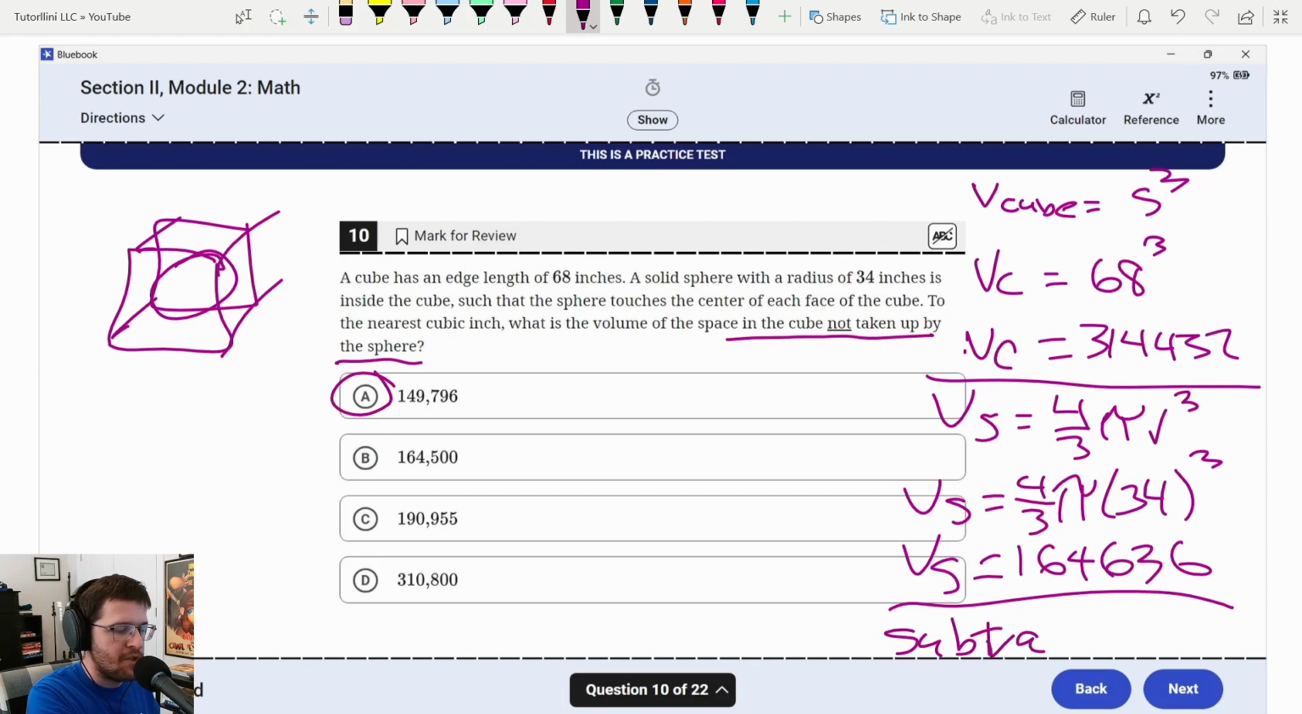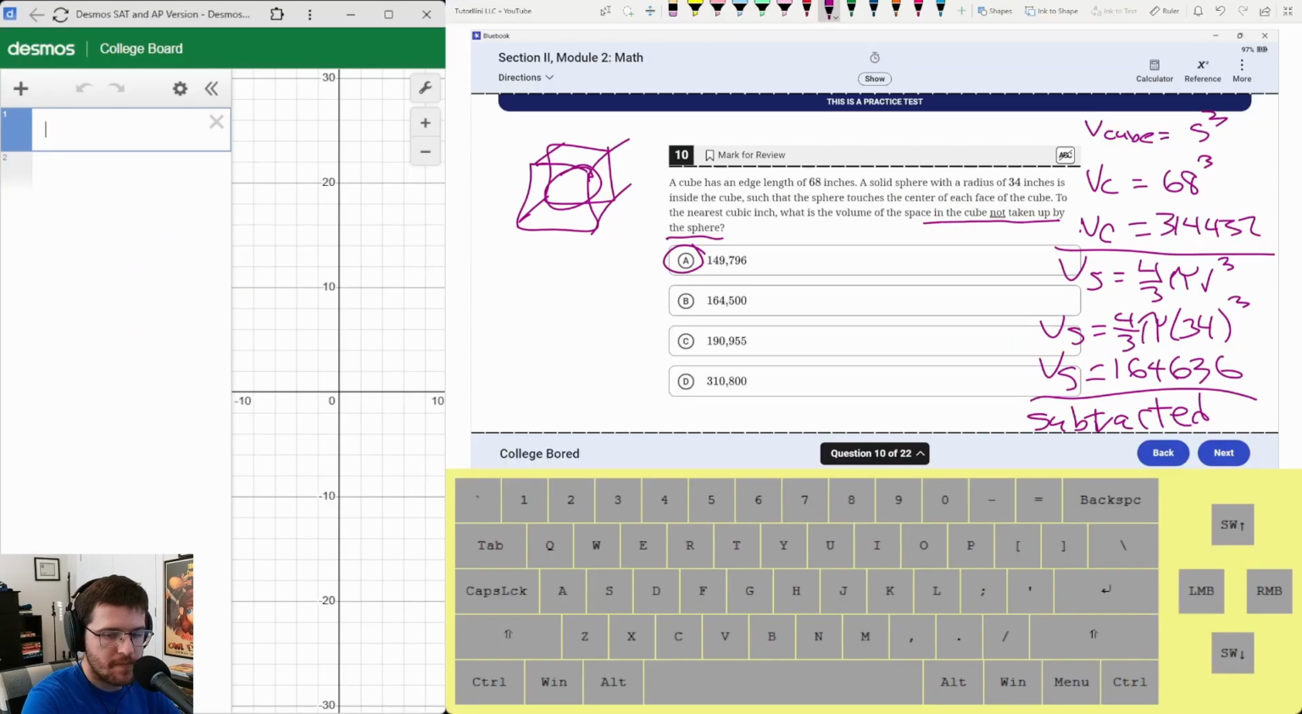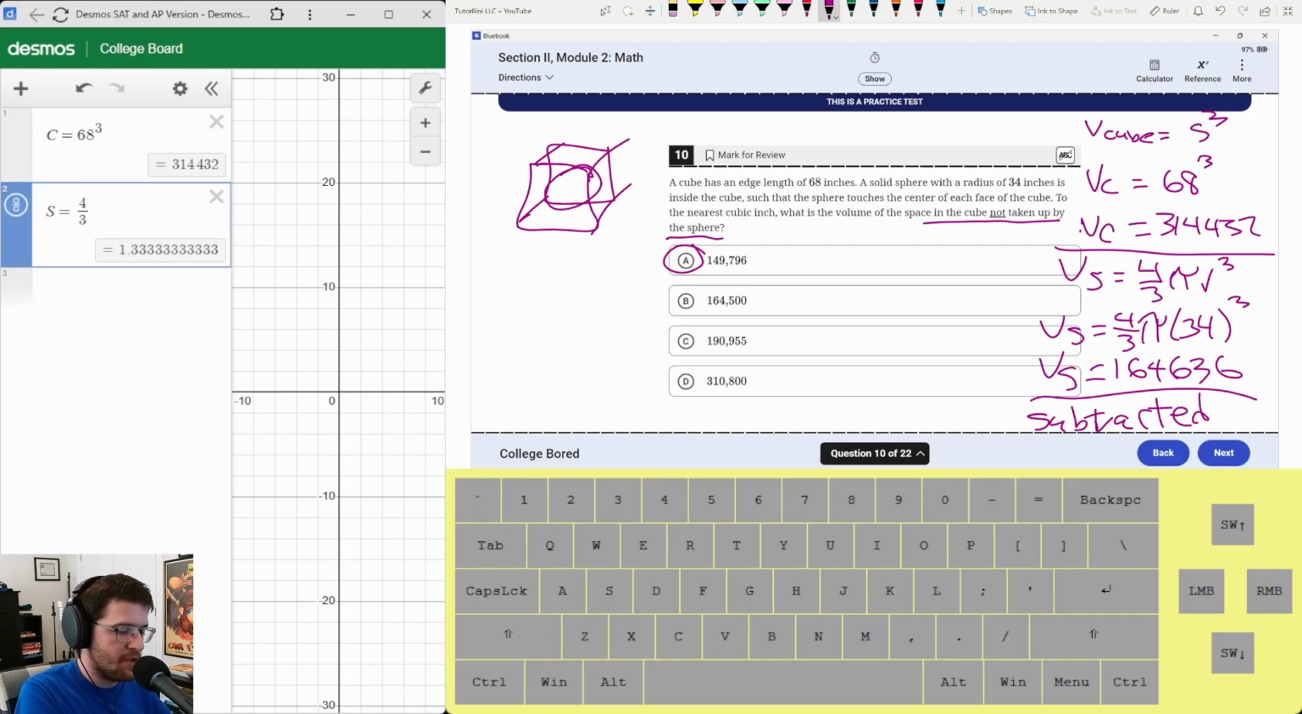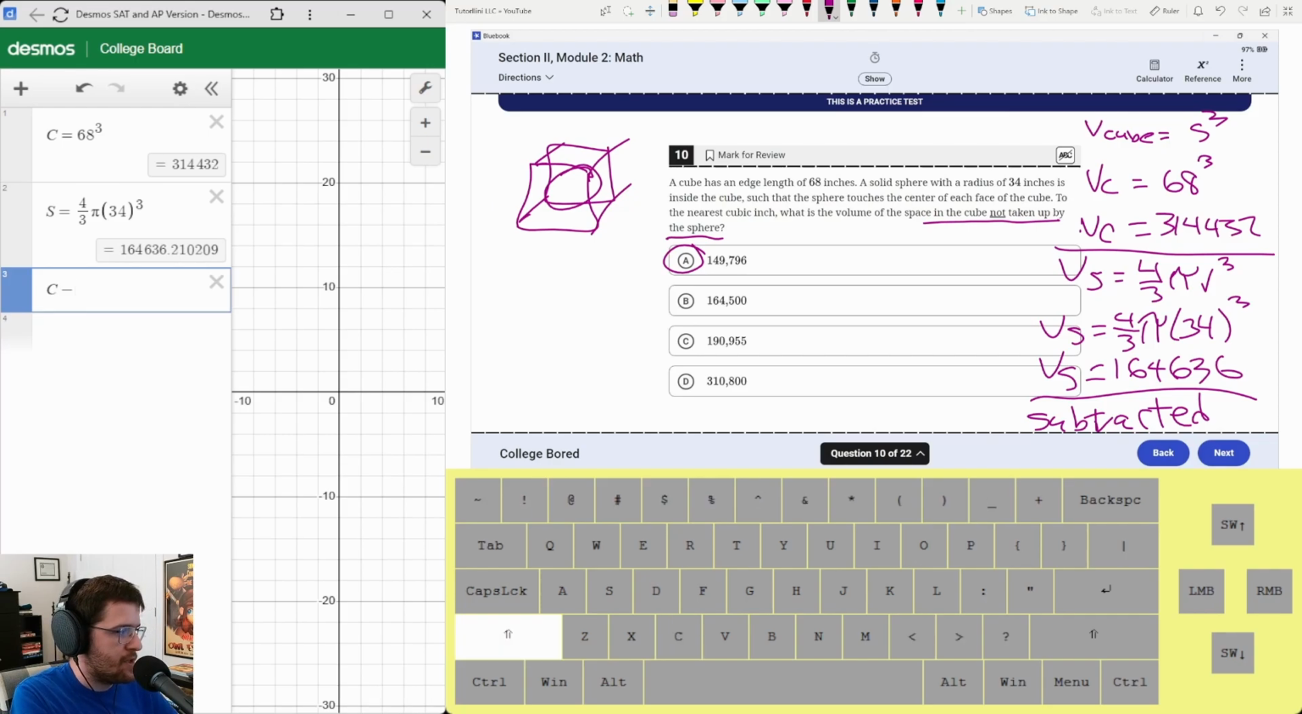I think also it might be easier to just type this stuff into Desmos, which isn't really that important, but let me go over it real quick. Okay, so just spitballing. How about we do cube equals 68 cubed, and then s for sphere equals 4/3, you can type in pi for pi, and then r cubed, so it's 34 cubed, and then I can do cube minus sphere. And I get the same answer, about 149796.